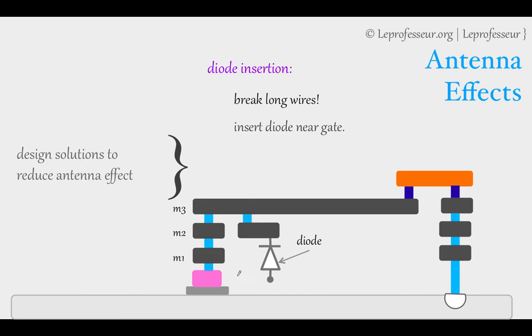Remember that whatever solution we do, either diode insertion or putting a jumper, it has to be near the gate which is getting affected by the antenna effect. All right, all good.